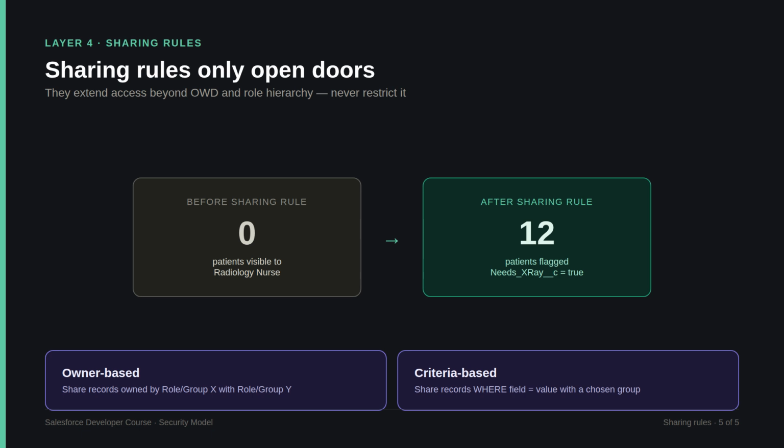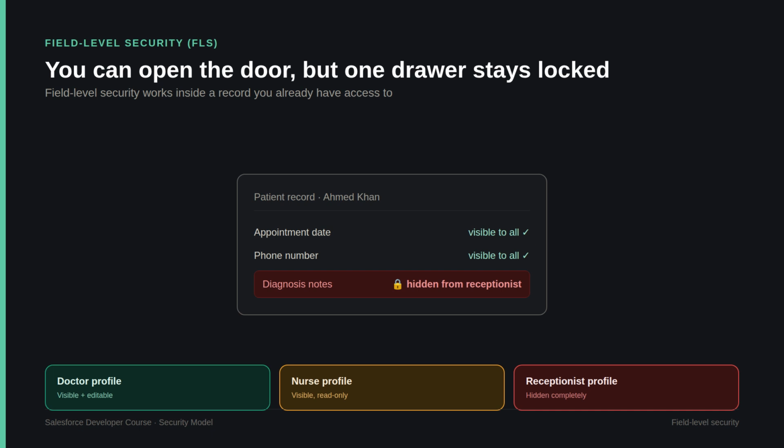A sharing rule says, take records owned by this group or matching this criteria and share them with that other group automatically for everyone going forward. There are 2 types: owner-based, which shares by who owns the record, and criteria-based, which shares based on a field value like needs X-ray equals true.